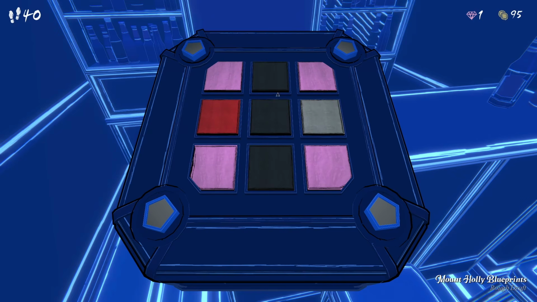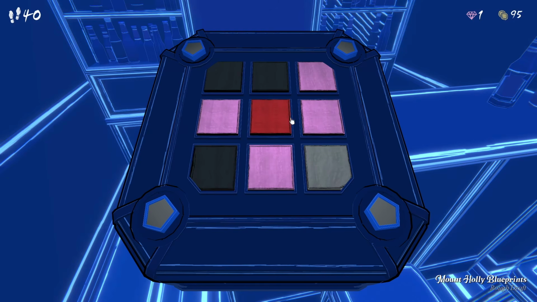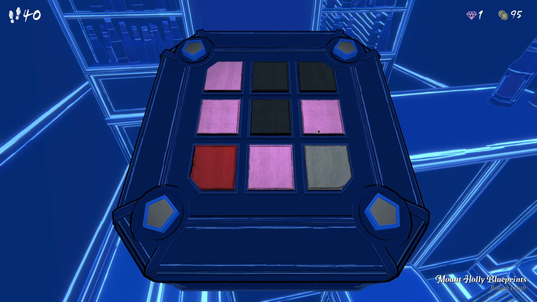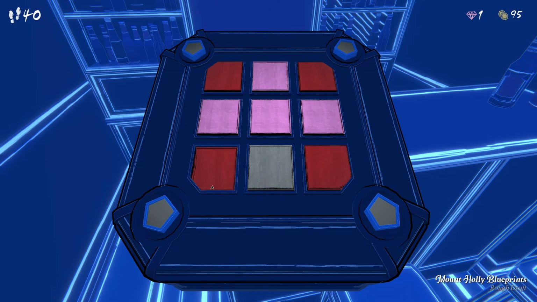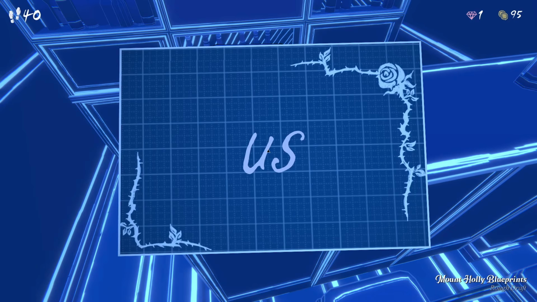Oh, let's do this. And get our pinks out of the corner. Okay, can't click the red. Almost there. I just need to get that red one over here. That's good, right? Bang. 1, 2, 3, 4. Hell yeah. Us. Ooh.